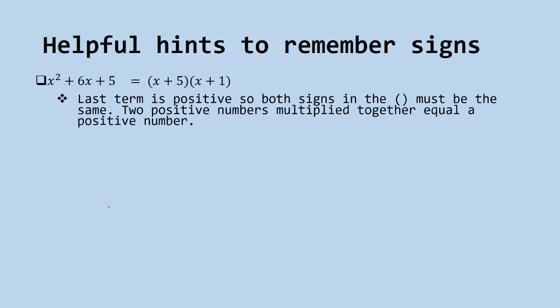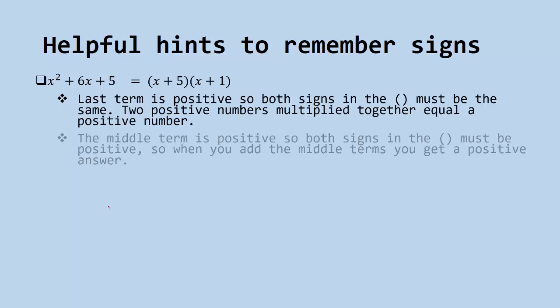So here are some helpful hints to help remember what the signs are that you need in your binomials. Let's take a look at the first example here. X squared plus 6x plus 5 we determined was x plus 5 times x plus 1. So again, we notice the last term 5 was positive, so both signs in the parentheses must be the same. Two positive numbers multiplied together equal a positive number. The middle term is positive, so both signs in the parentheses must be positive. So when you add the middle terms together, you get a positive answer.